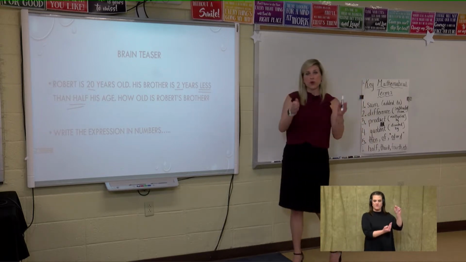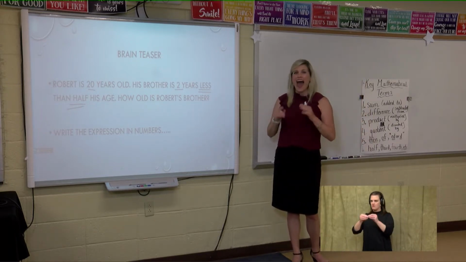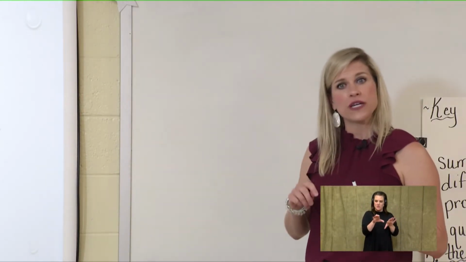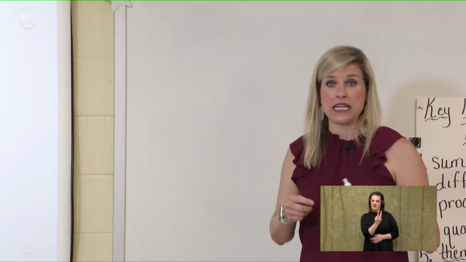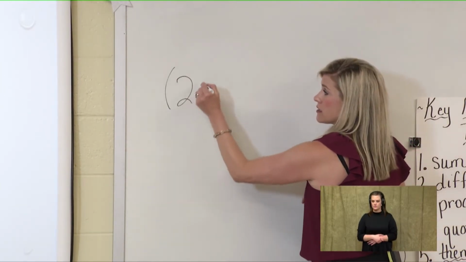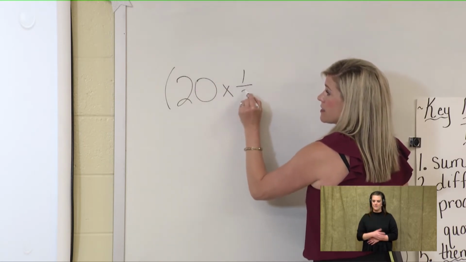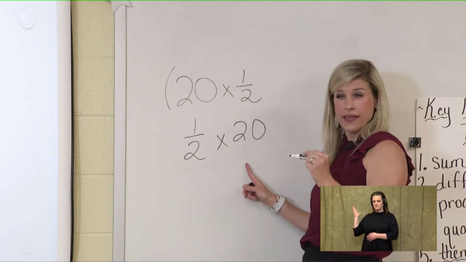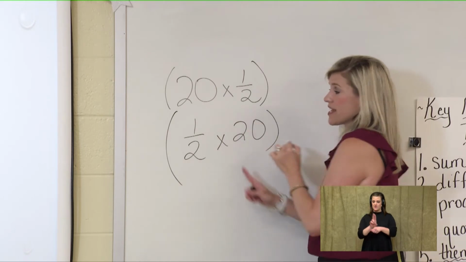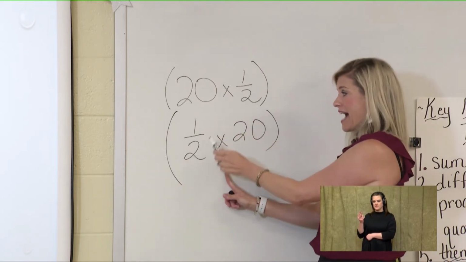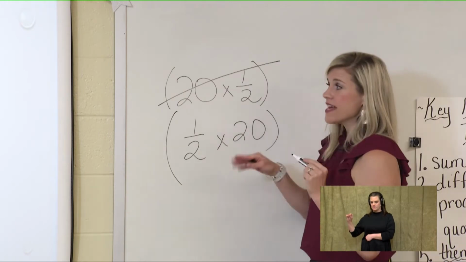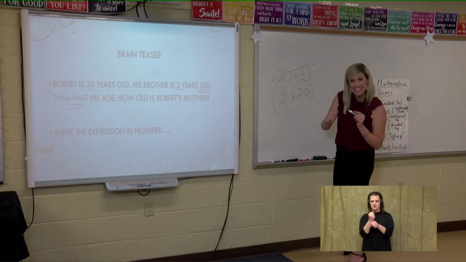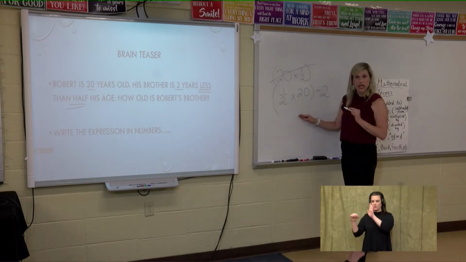Anytime that I'm working with multiple numbers in an expression, I put parentheses around the first thing that I'm doing. And the first thing I'm doing is half of 20. Half of 20 can look like this. I'm going to use this one because that's what's spoken. Half of 20. Then Robert is 20 years old. His brother is 2 years less than half of 20.